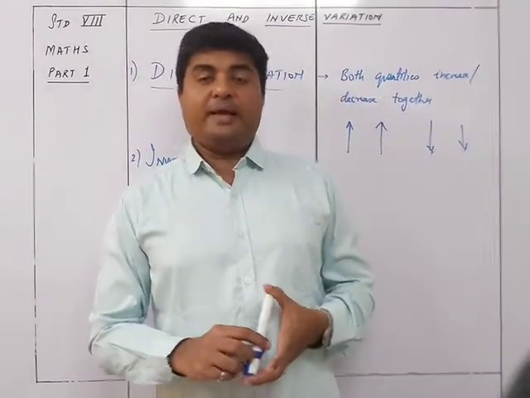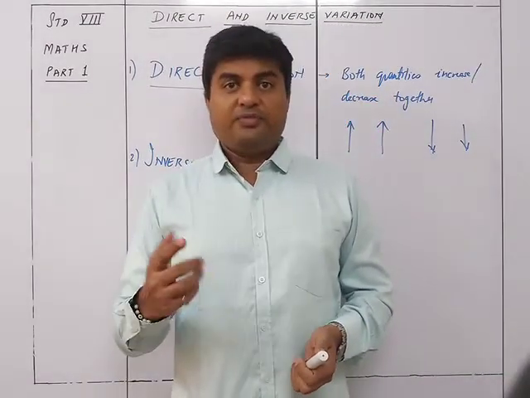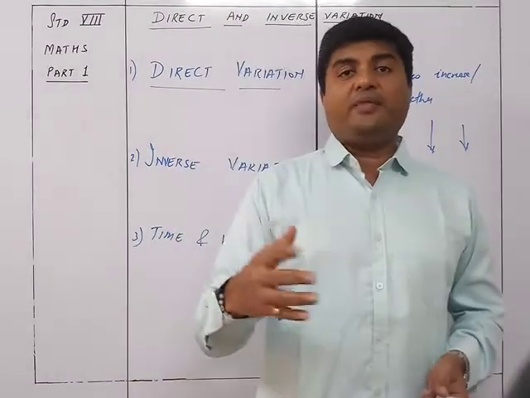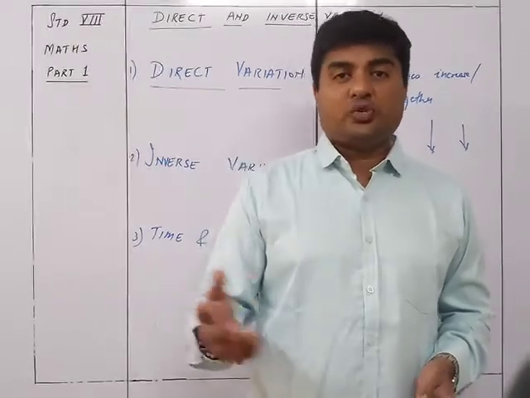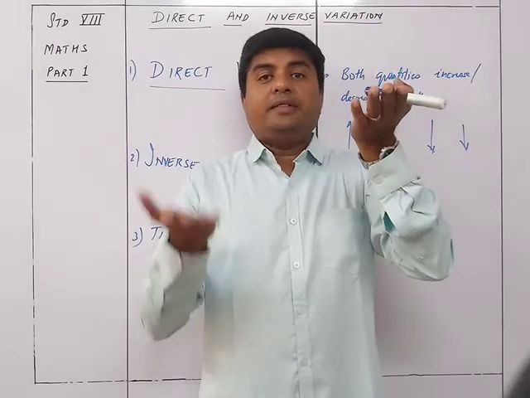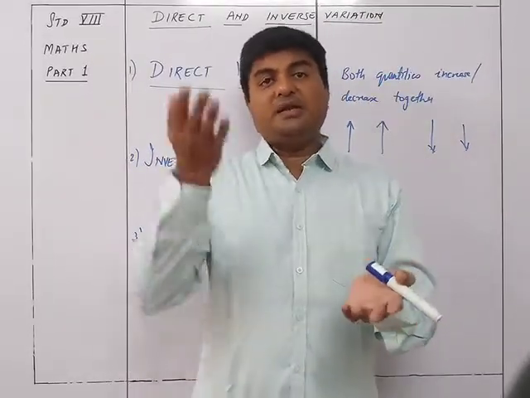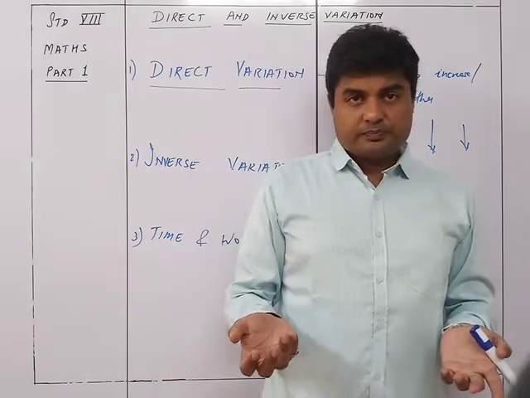Or else, if I take 5 minutes to do one sum, then if I want to do 5 sums, it will be 5 into 5, that is 25 minutes to complete 5 sums. So if the number of sums I am doing is increasing, the time also keeps on increasing. If the number of sums decreases, the time also decreases.